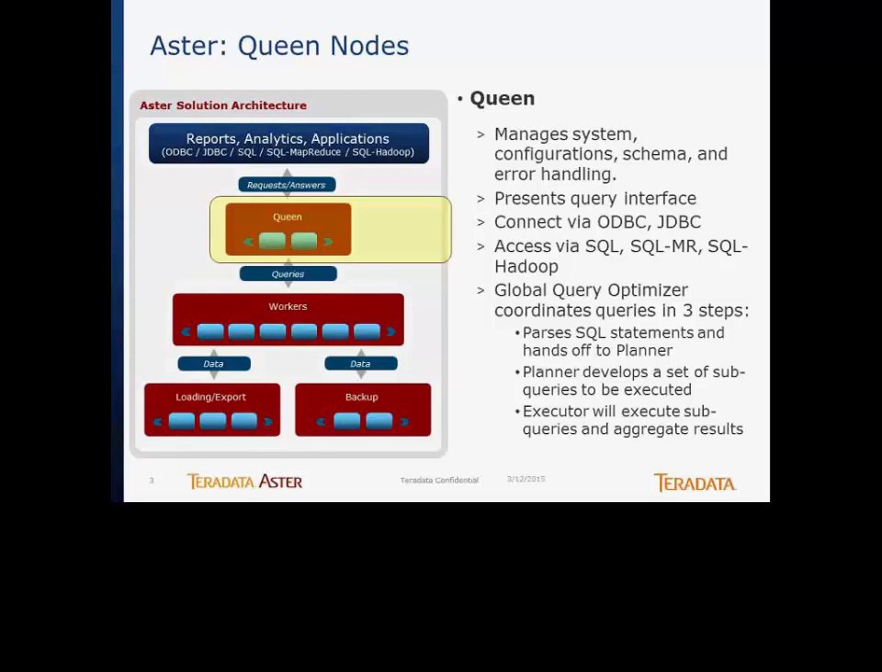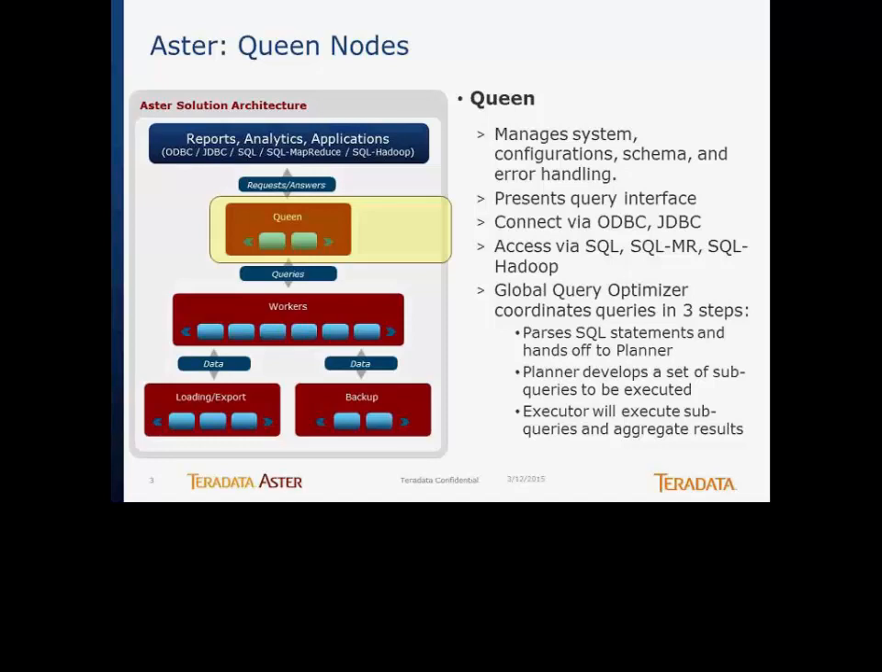Okay, so here is the queen. Given that Aster is an MPP architecture, a distributed systems architecture, here is how query planning takes place at a very high level. When the query comes to the queen, it has a global query optimizer. It parses the SQL statements, pre-processes them, and hands them to the planner, which is also on the queen, the global planner.